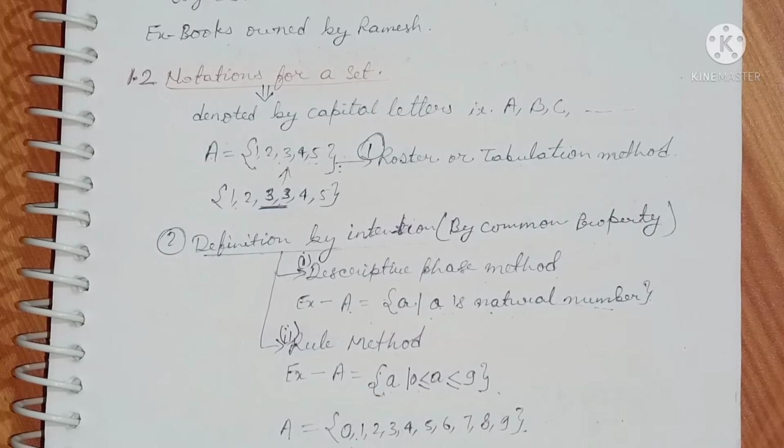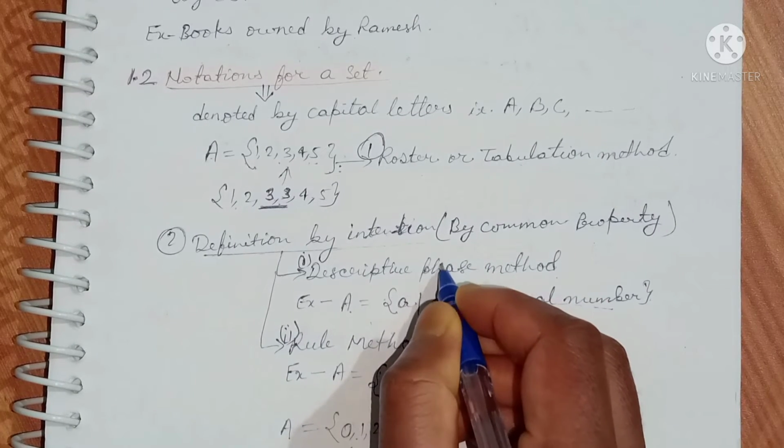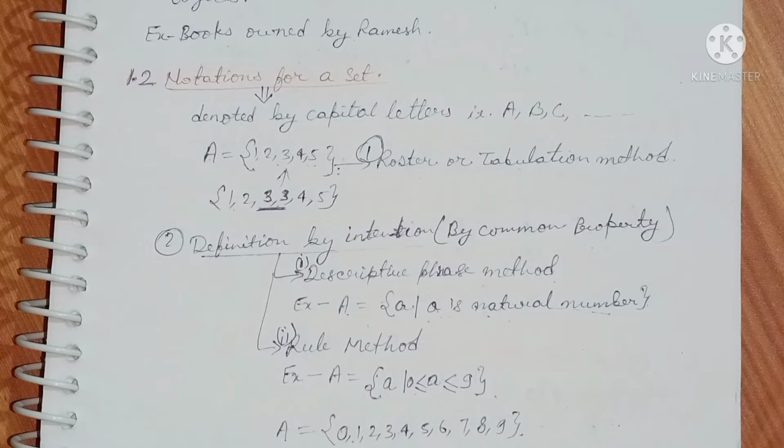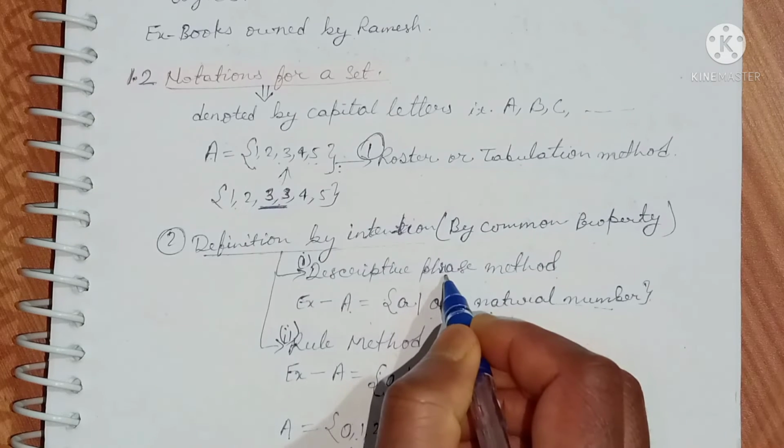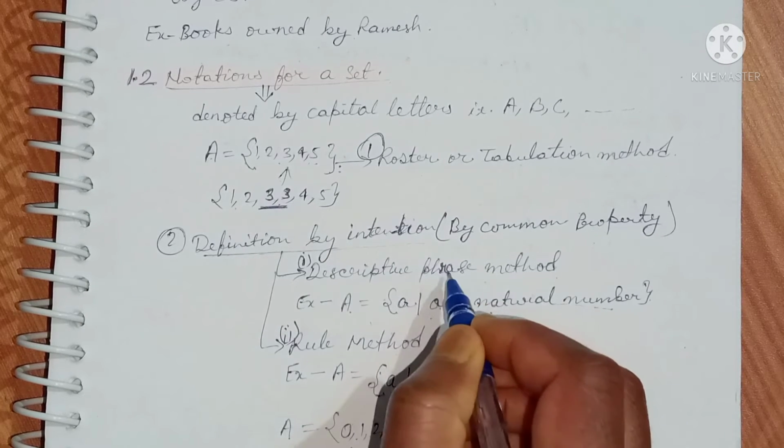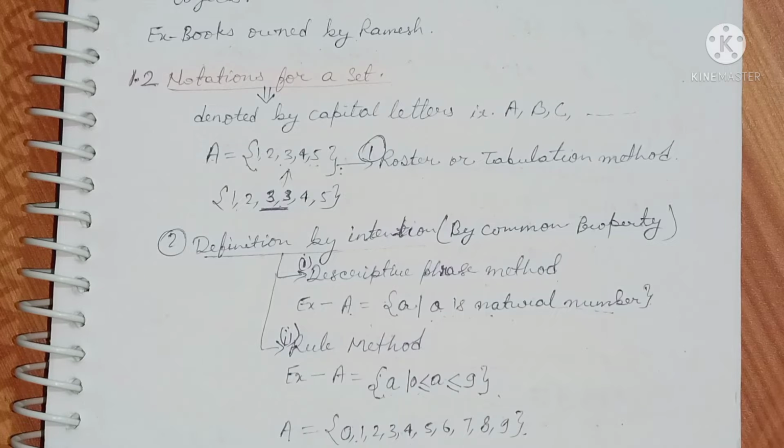Description phrase method. Here we write down a phrase, like A is natural numbers. Natural number is a property, so we are using a phrase for denoting this set A. So that's why this is the description phrase method.